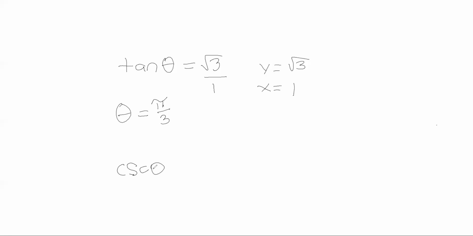Okay. Let's try the next one. Cosecant of theta is 2 root 3 over 3. So are there any strategies that could help us with this one? Does anything come to mind?